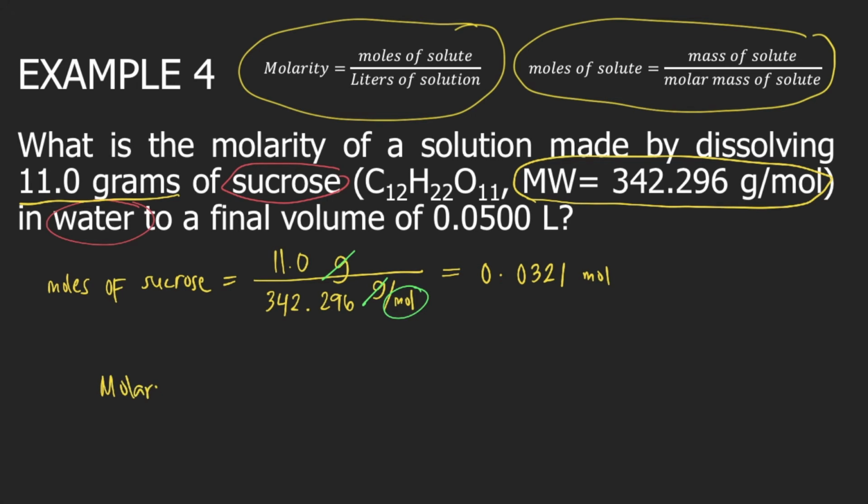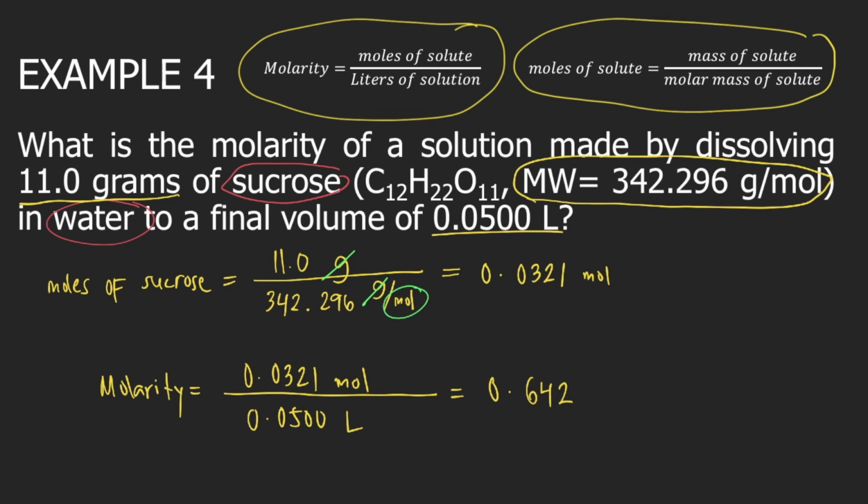Now that we have the moles of sucrose, we can now compute the molarity using this formula. So molarity is equal to the moles of solute, 0.0321 moles, divided by the liters of solution. We are given 0.0500 liters. And this is equal to 0.642, and the unit is moles per liter, or 0.642 molar. And this is the answer to the question.